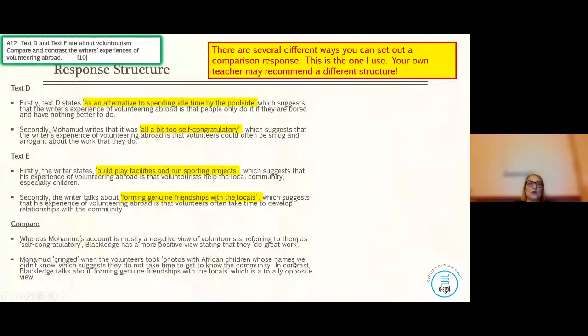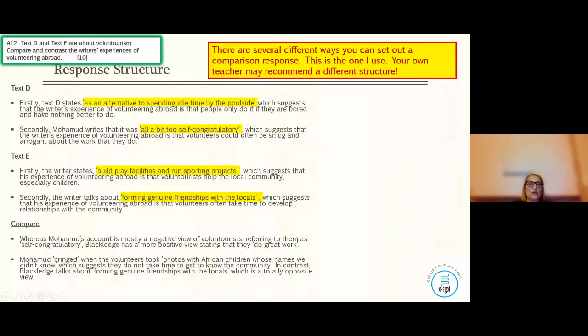Okay, and this is my response structure then. Just the same as on the impressions question, I use the same structure, but because it's a comparison question, I'm subtitling with text D. So I will do probably 4 points on text D, 4 points on text E. I've only given you 2 examples of each here, and 2 points on a compare. So they're structured exactly the same as the impressions question, but obviously in relation to this question here, the writer's experience of volunteering abroad.